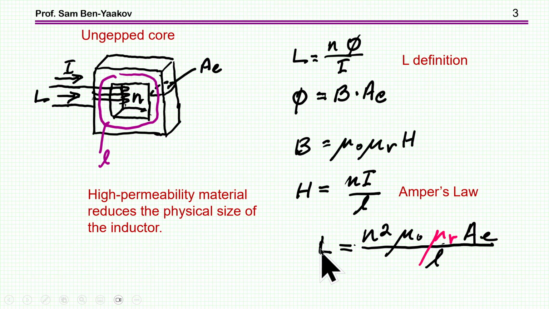So what we see here is that the inductance is linearly proportional to the permeability. The higher the permeability, the higher the inductance. So if I need a certain inductance, and I have a high permeability material, then the cross-section area could be smaller, or the number of turns could be smaller. In other words, the physical size of the inductor would be small if the relative permeability is high. So the main purpose of a ferrite material, which has a high permeability, is to make the physical size of the inductor small.